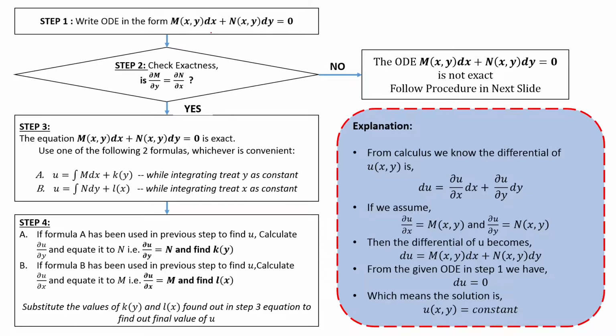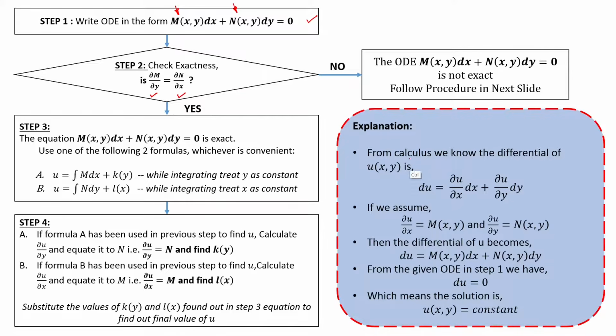Suppose we have been given a differential equation in the form M dx plus N dy equal to 0. To check whether this differential equation is exact or not, we have to partially differentiate M with respect to y and N with respect to x and check whether these partial derivatives are equal. That is, we calculate del M by del y and del N by del x, and if those two partial derivatives are equal, then this ODE M dx plus N dy equal to 0 is an exact ODE, and if it is exact, we will follow step 3 and step 4 to solve the ODE.